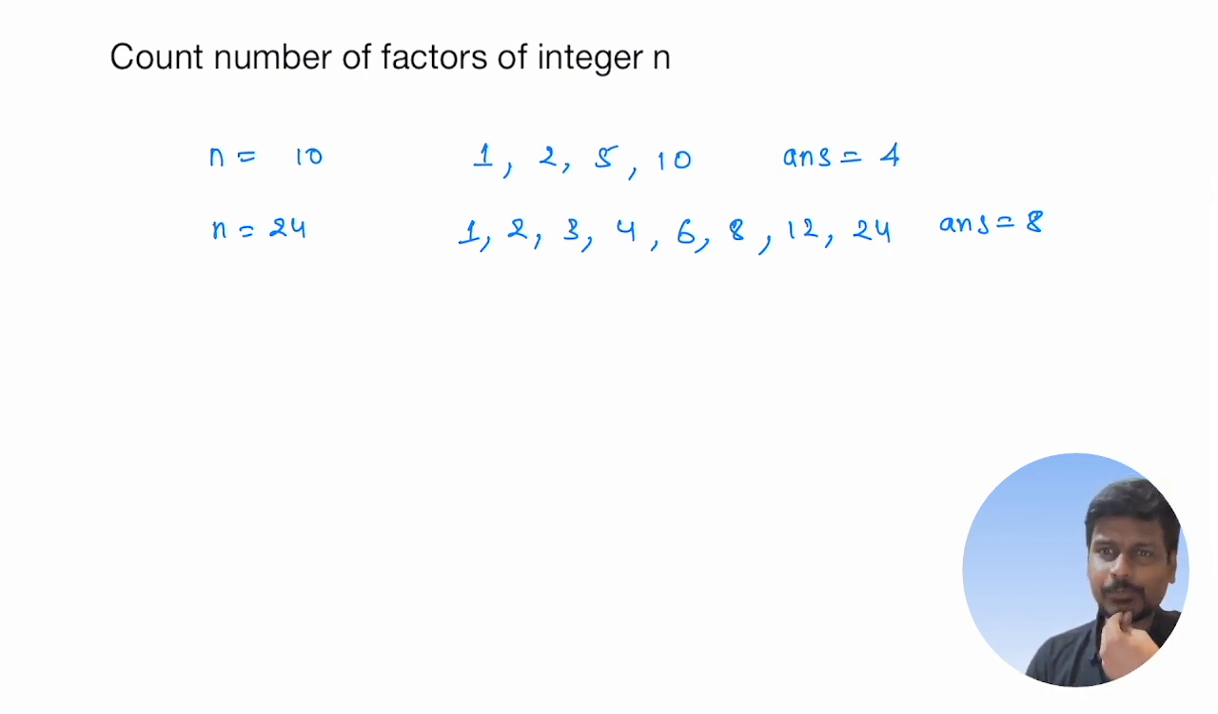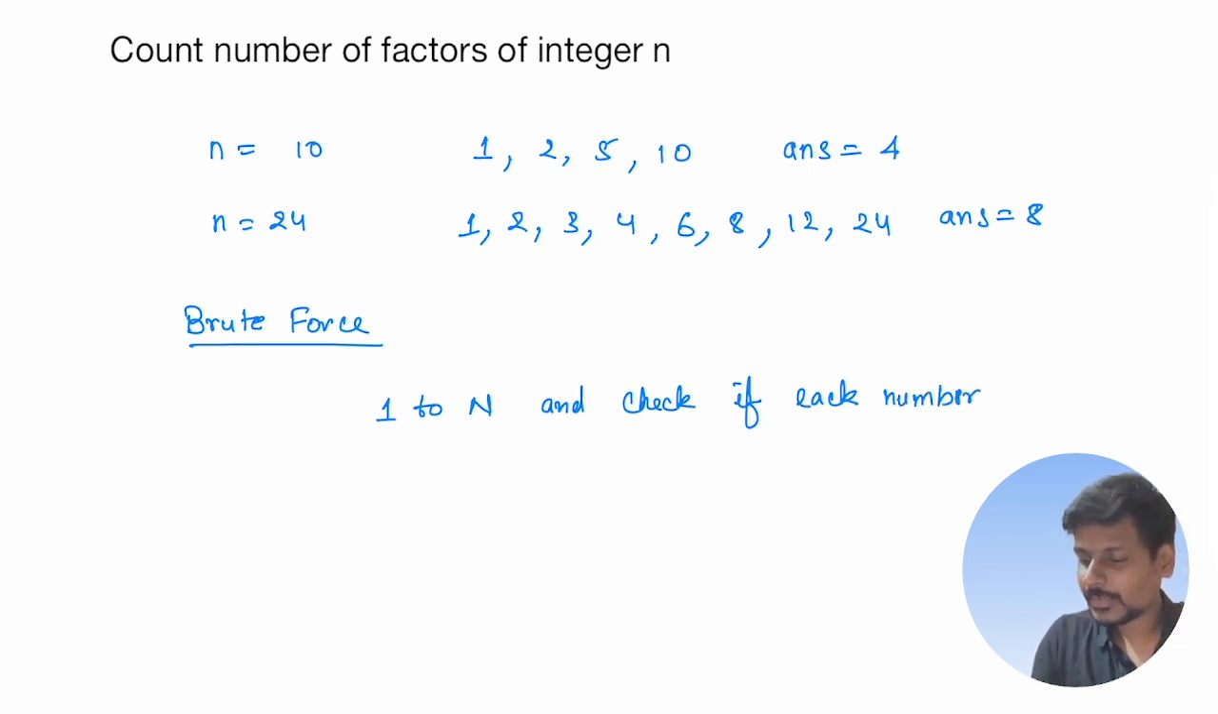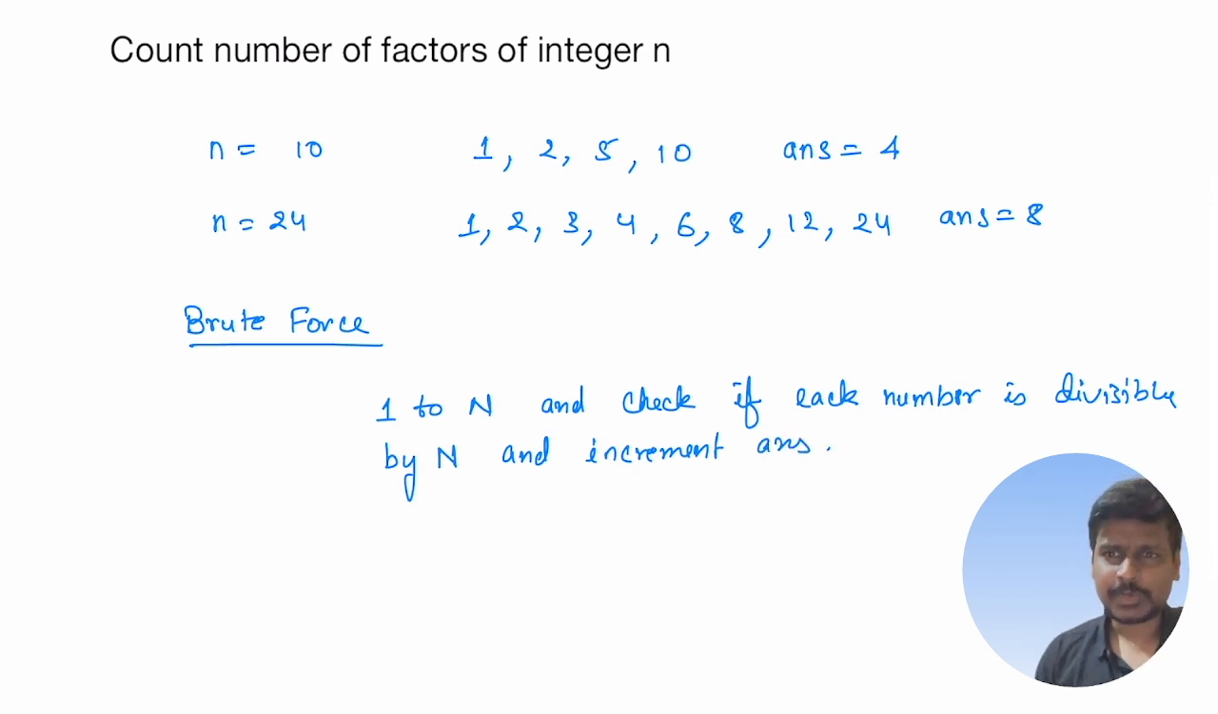So let's see the brute force approach for it, right? The brute force approach for this problem is actually very simple. What we can do is iterate from 1 to n and check if each number divides the given integer n, and increment our answer.